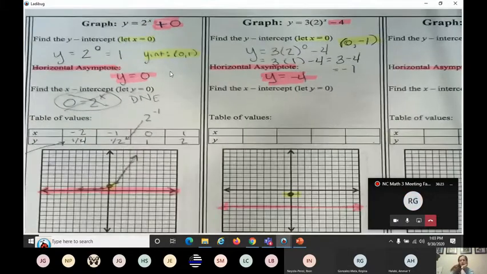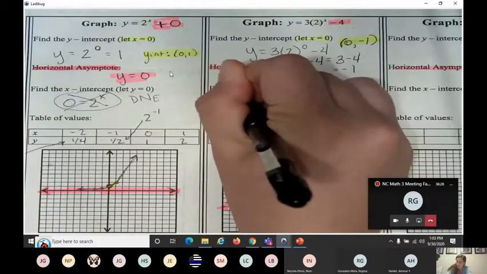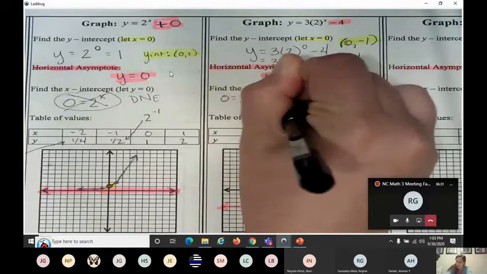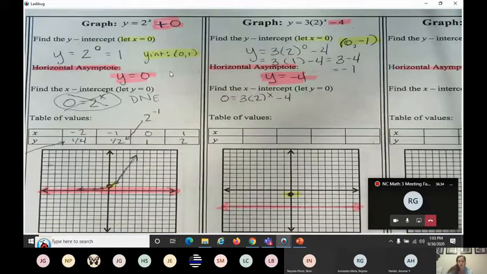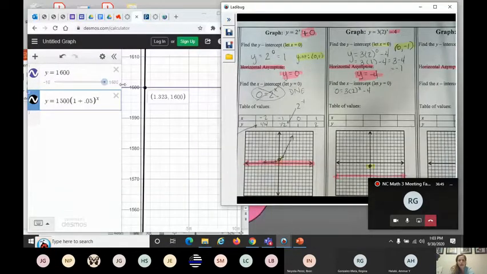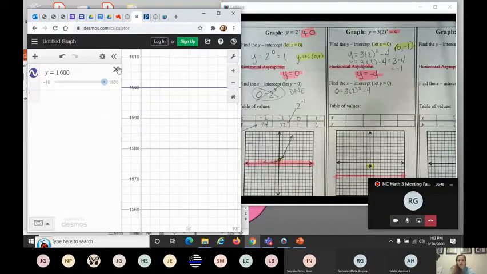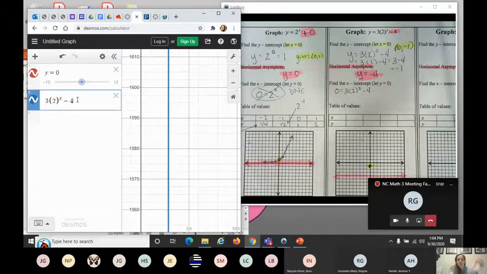So now our x-intercept, we let y equals 0. So I'm going to have 0 equals 3 times 2 to the x minus 4. Now you might be like, I have no clue how to solve that for x. And that's totally fine. If you guys were in honors, I would probably teach you how to solve this using a logarithm. But for now, we're just going to use decimals. So you just are going to take one side of that equation, so y equals 0. And we're going to set it equal to 3 times 2 to the x power minus 4.